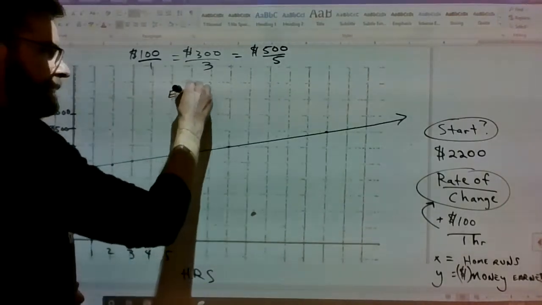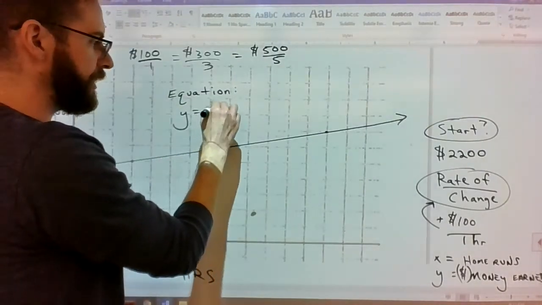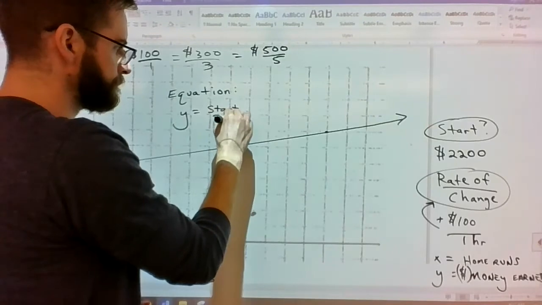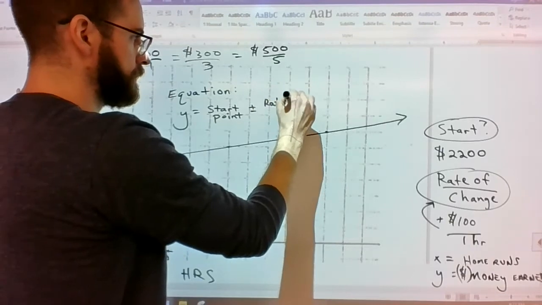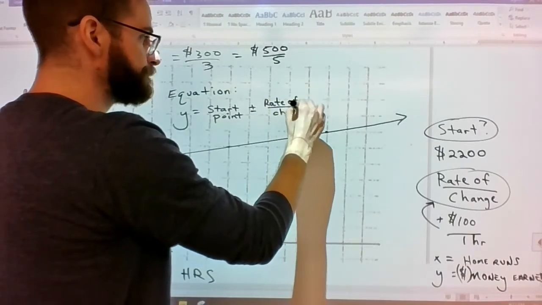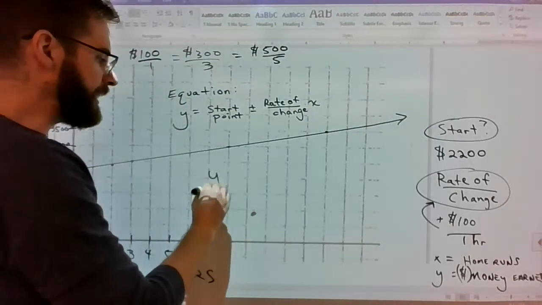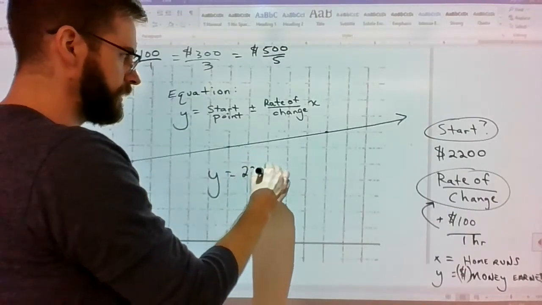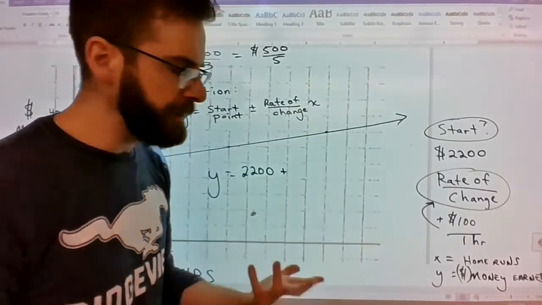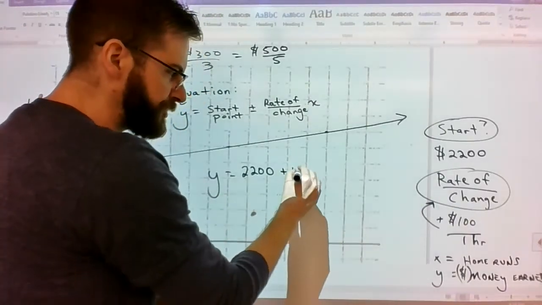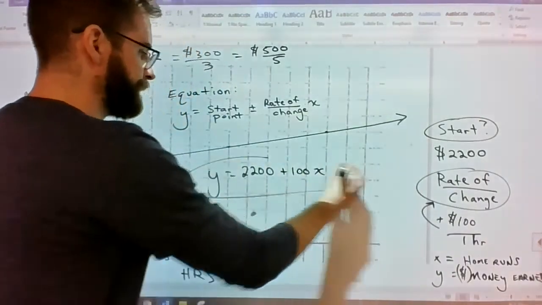What's its equation? Well, it's y equals the starting point plus or minus the rate of change times x. So, y equals 2,200. We are increasing, so plus. If you want to put 100 over 1, that's fine, but when you're talking equations, you may as well just say it's 100, right? 100 over 1 is the same as 100, so 100x.